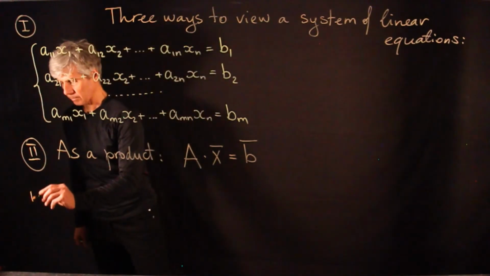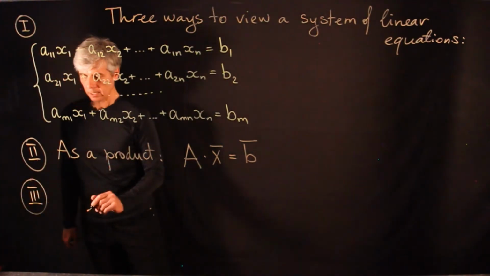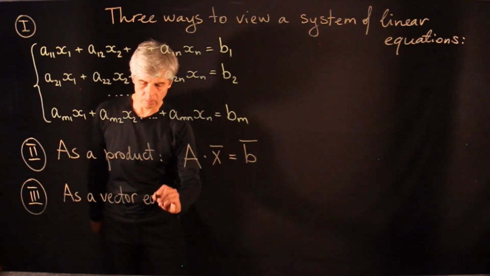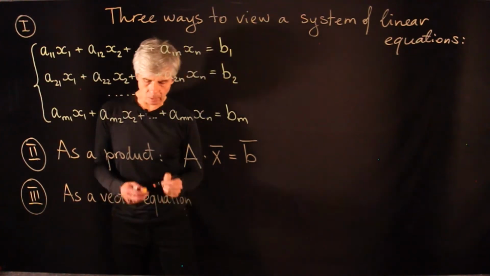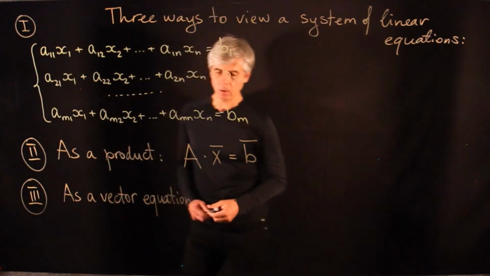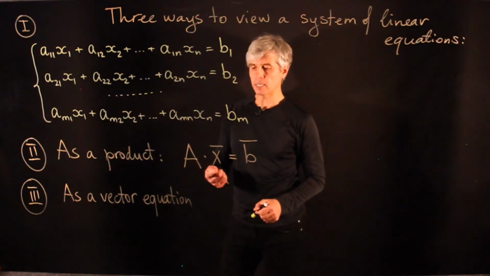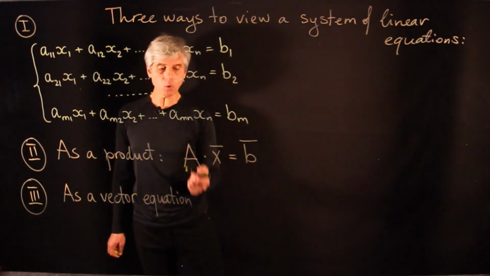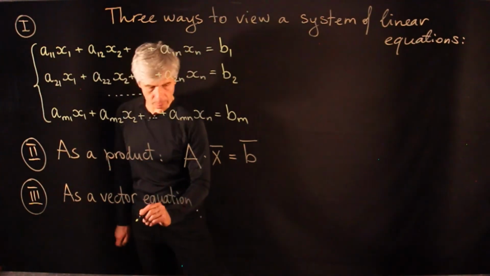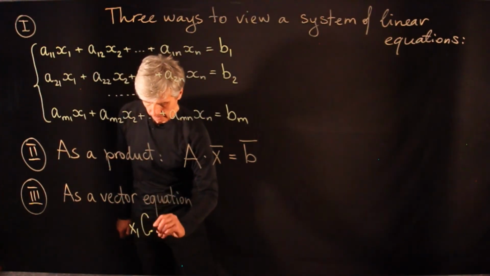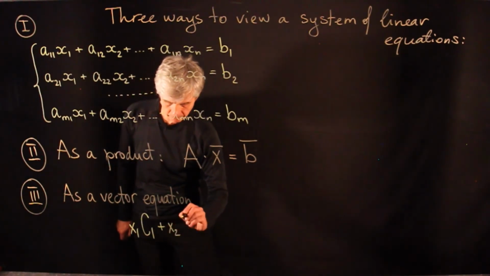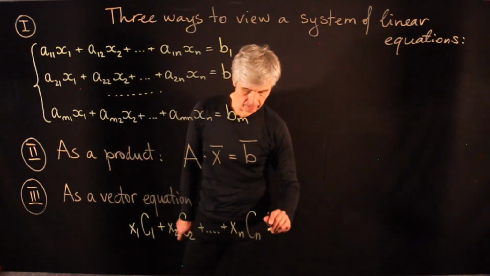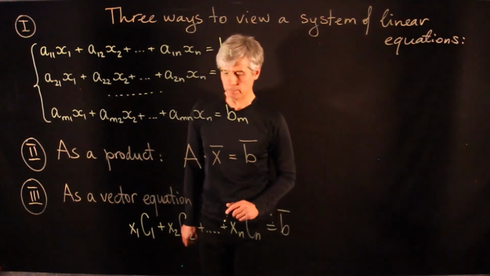And there is a third way. The third way is as a vector equation. As we said, the product of a matrix with a vector can be interpreted as a linear combination of the columns of the matrix A. And so if we treat columns of the matrix A as vectors, then we get the following equation: x1 times column 1 plus x2 times column 2 plus xn times column n. And the result must be a right-hand side column b.